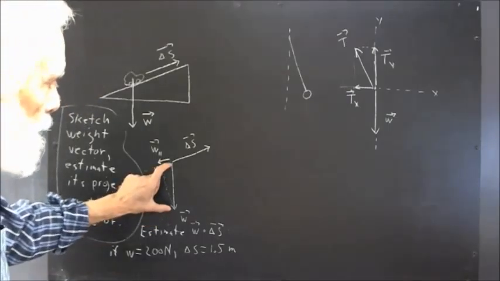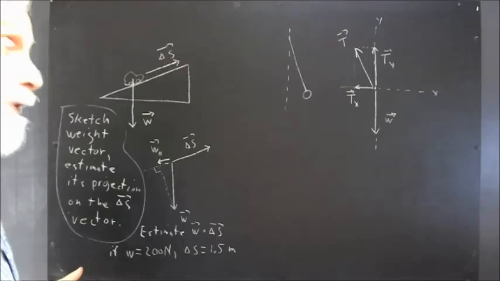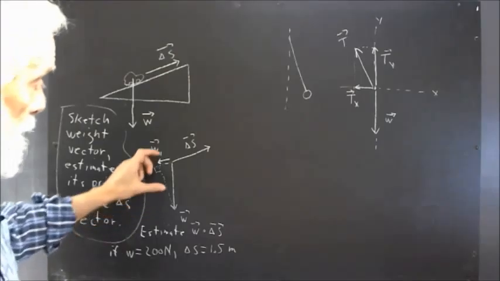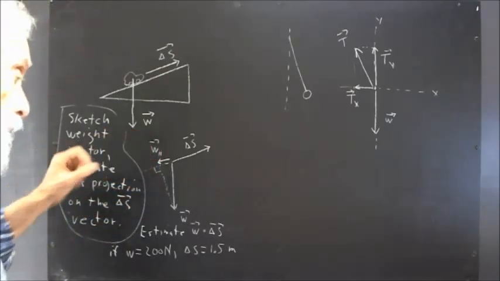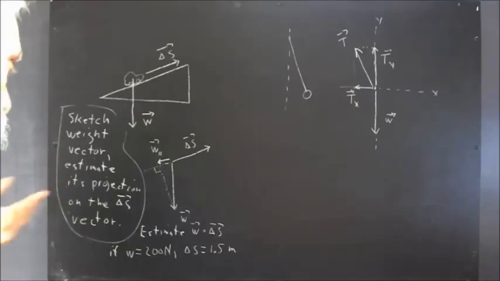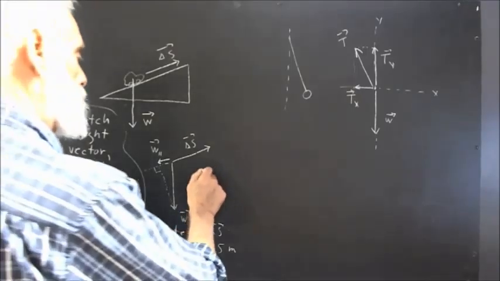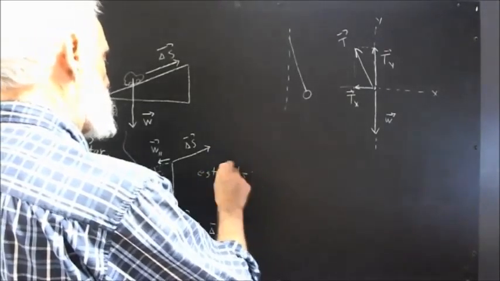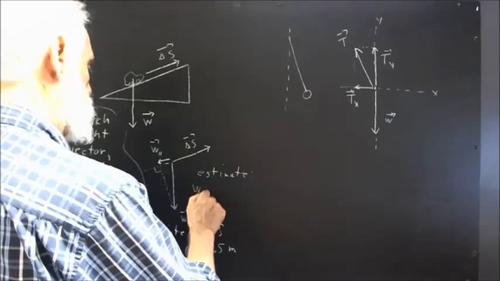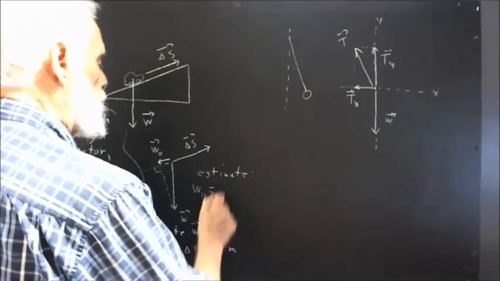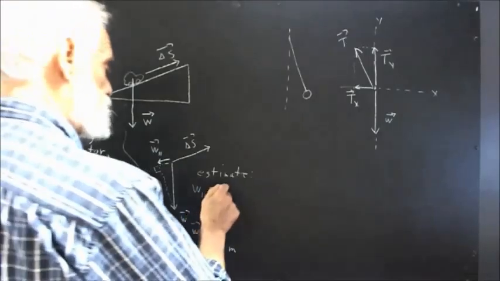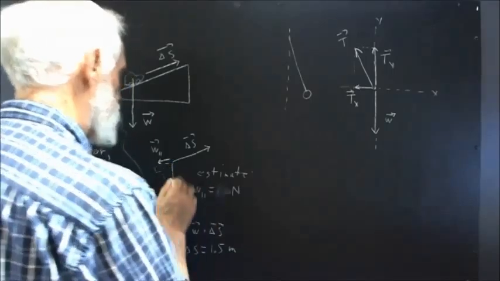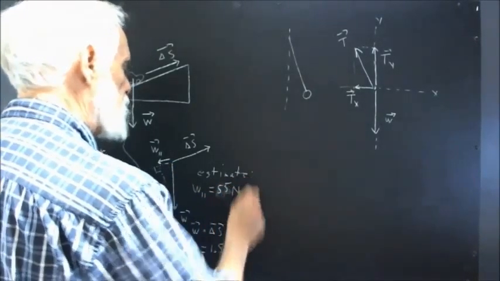Okay, if this is 200 newtons, how big is this? Clearly less than half of 200 newtons. Okay, probably around a quarter or a little more than a quarter. So I'm going to say our estimate of W parallel is, let's say, no, I don't like 60, that's too big. It's less than a third. I'm going to say 55 newtons.